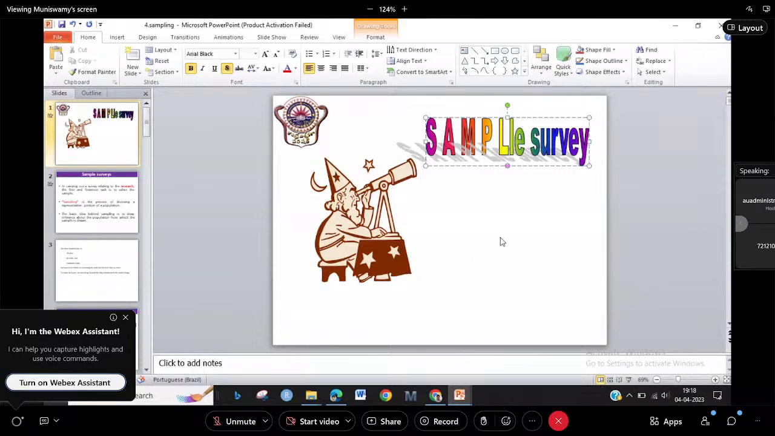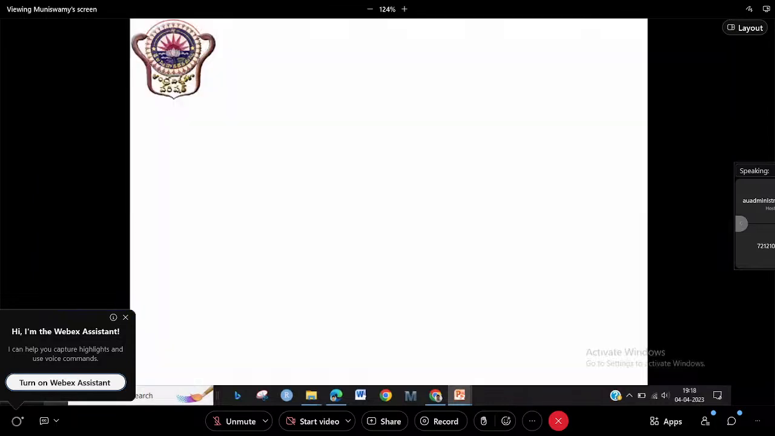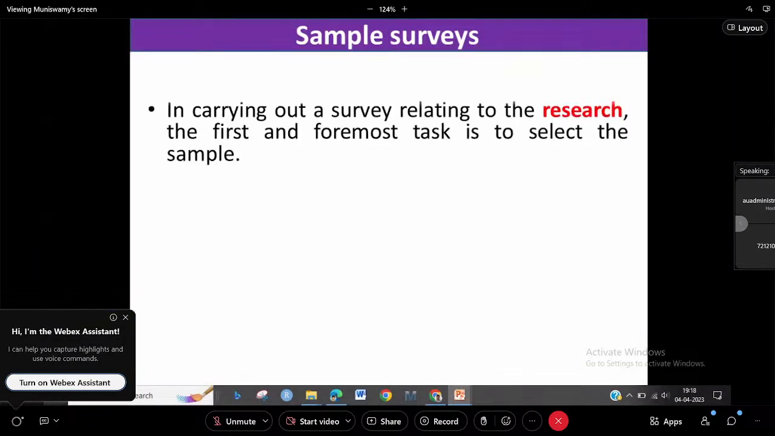Next, what is a sample survey? First and foremost, in carrying out a survey related to the research, the first and foremost task is to select the sample.